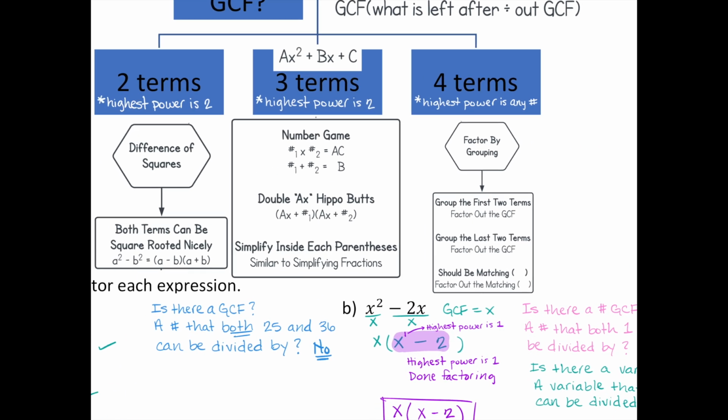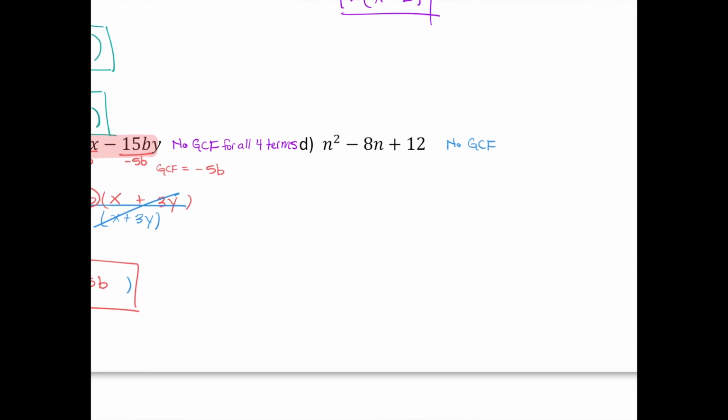So that's when we do our number game. Remember, the number game is when we find 2 numbers that multiply to A times C, but those same 2 numbers have to add to B. Then we do our double axe hippo butts, and then we simplify inside each of those parentheses, similar to how we simplify fractions. So in this case, our A is 1, B is negative 8, and C is 12.